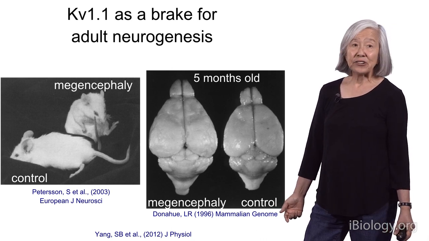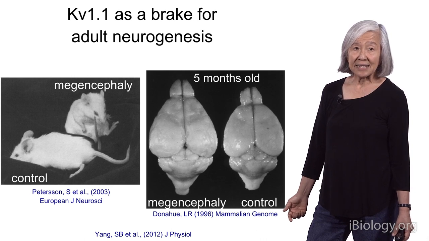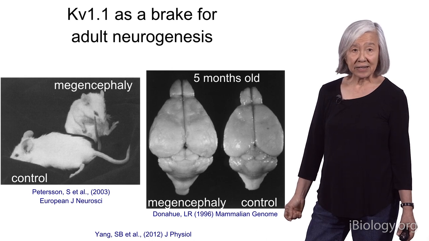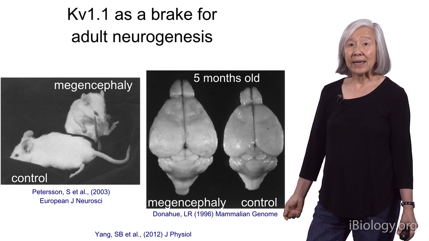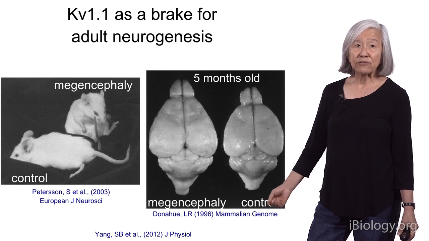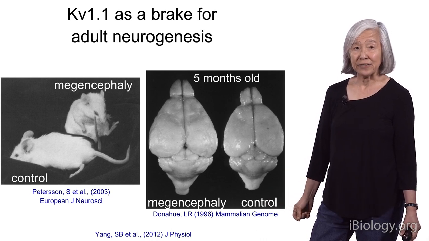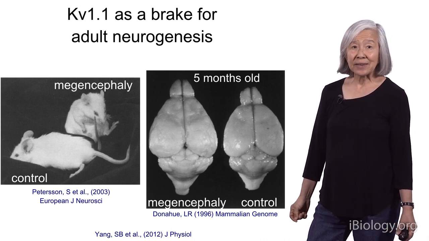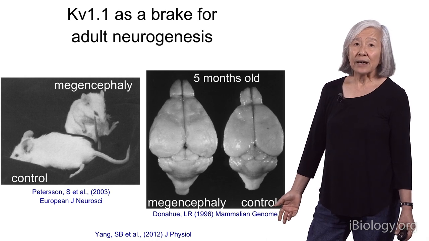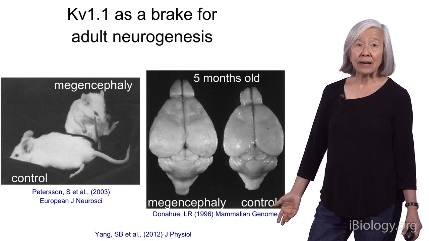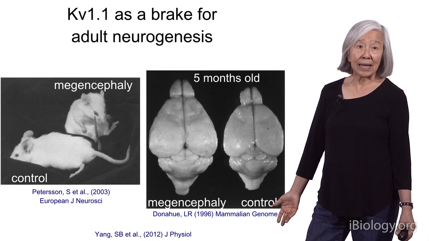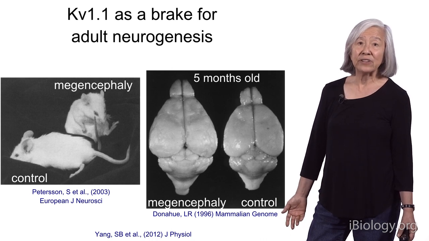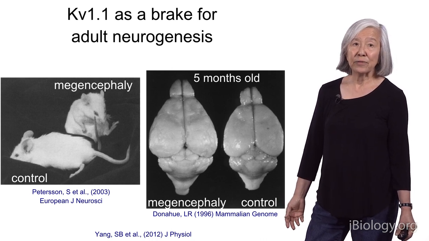A recent study by Xubing Yan using mosaic analysis has revealed the function of this channel in the neuroprogenitor cells. So Kv1.1 behaves as a brake to control the extent of adult neurogenesis. Just how a voltage-gated potassium channel will control the division and formation of adult neurons in the hippocampus of the adult brain is one of those open, intriguing questions that still keep us busy.